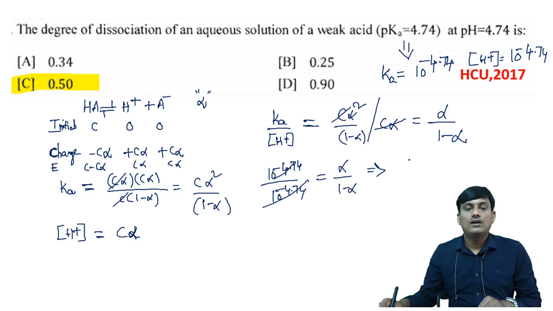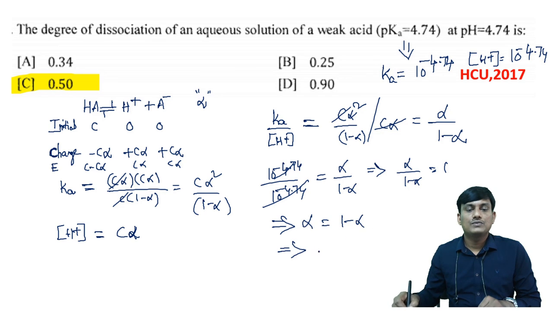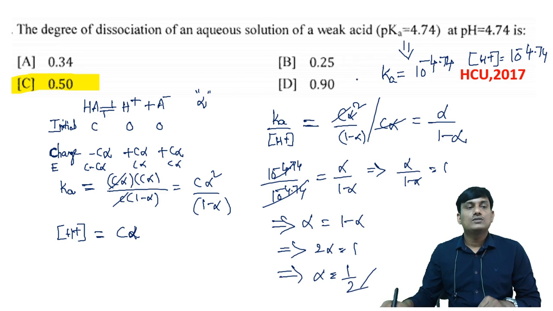Finally, alpha by 1 minus alpha is equal to 1. So that implies alpha is equal to 1 minus alpha. So 2 alpha is equal to 1. Alpha is equal to 1 by 2. So the degree of dissociation alpha is equal to 1 by 2, which means 0.50.